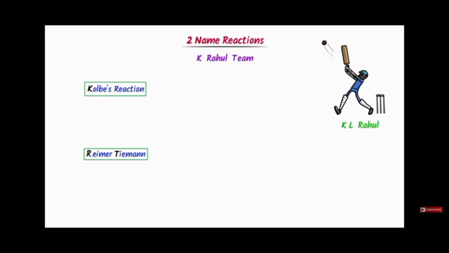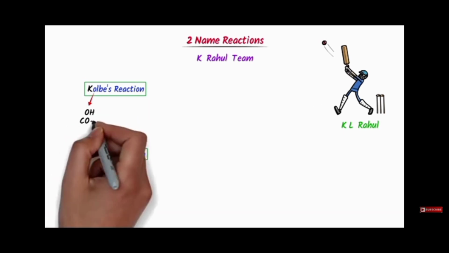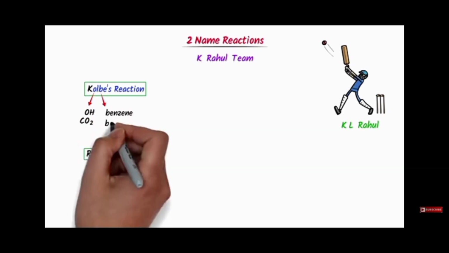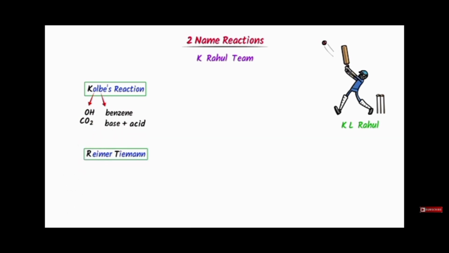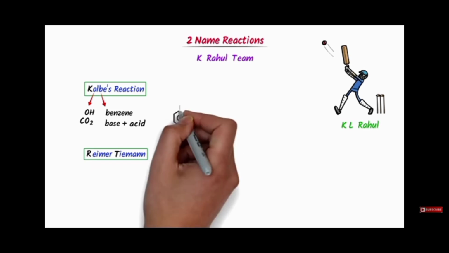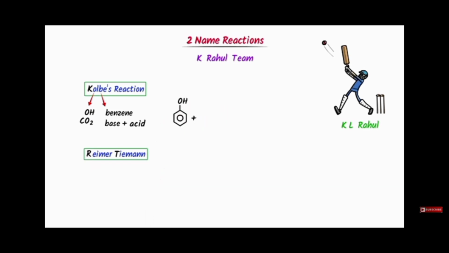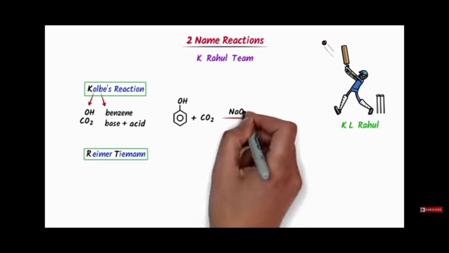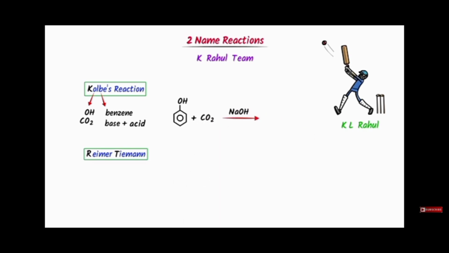Now listen carefully. This O and Kolbe stands for OH and carbon dioxide. This B stands for benzene and base plus salt. Thus I take this OH and I attach it to benzene ring. I get phenol. Secondly, I write carbon dioxide. The base is sodium hydroxide and the acid is HCl. These are the reactants of this reaction and we can easily guess its products.